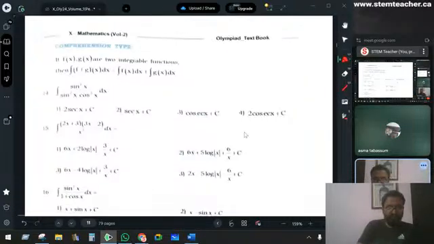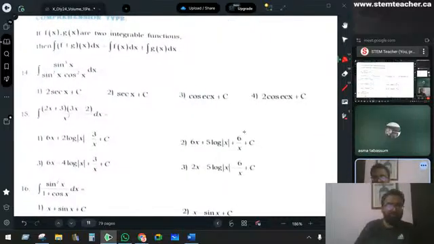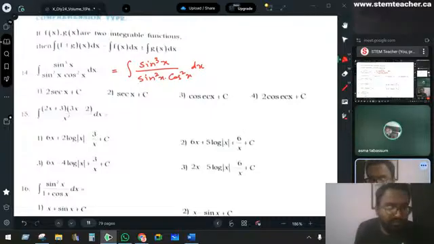So next, it is a comprehension type question. This is the integration of sin cube x by sin square x into cos square x into dx. Is there any plus or minus? There is no plus or minus. It is sin cube x by so and so.